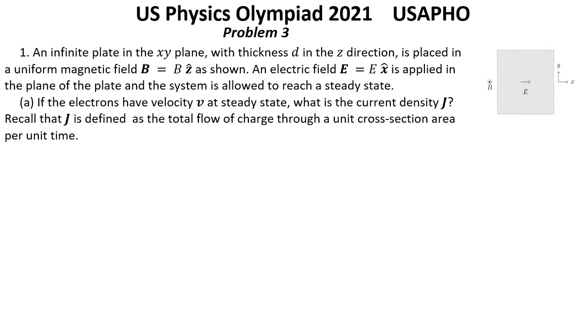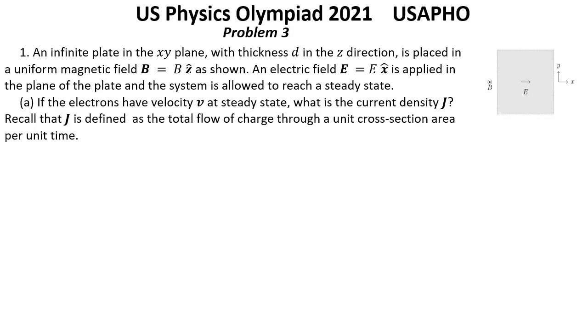Solution for problem number 3. Question A. If the electrons have velocity v at a steady state, what is the current density J? Recall that J is defined as the total flow of a charge through a unit cross-sectional area per unit time.